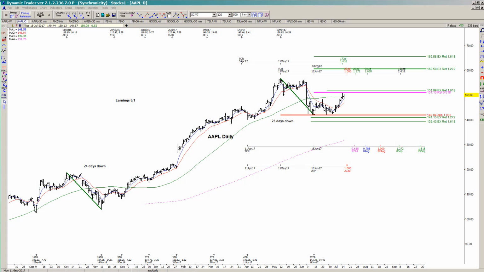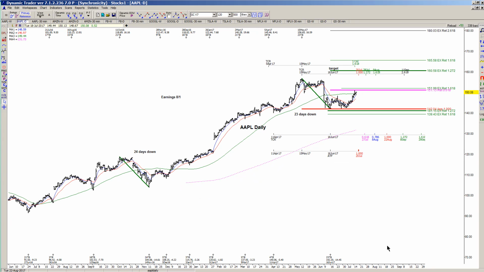In today's video, I'm just going to update my work in Apple, and this hasn't changed actually for quite some time. This gives you a good example of how we define risk and how a setup can actually play out for quite some time. In this example in Apple, the last setup was basically a symmetry setup.